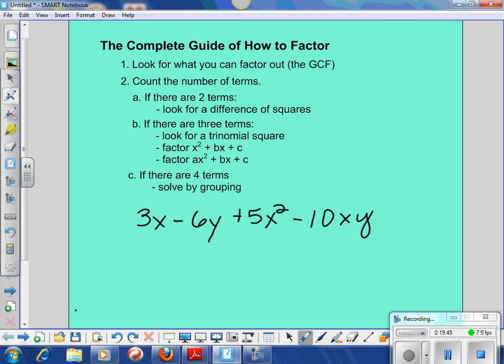So you're going to look at the terms and figure out what they have in common. Start with your first two terms. This may not always work. You may have to rearrange the terms in order to get them where you can factor things out. So let's try this. My greatest common factor is 3. That would leave me x minus 2y.